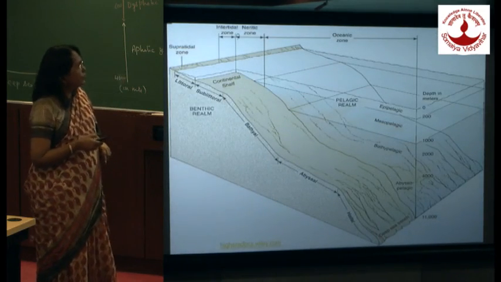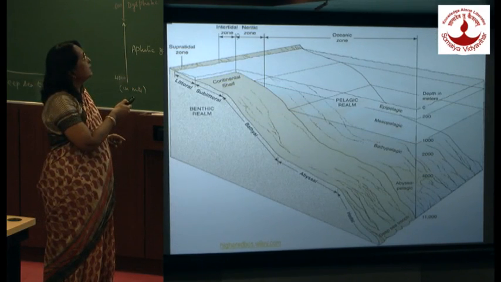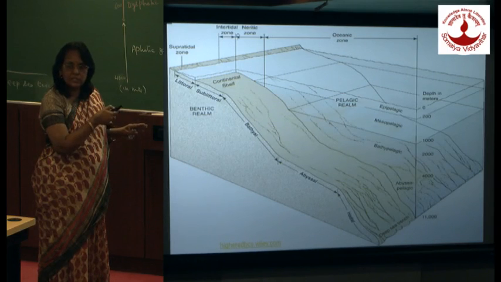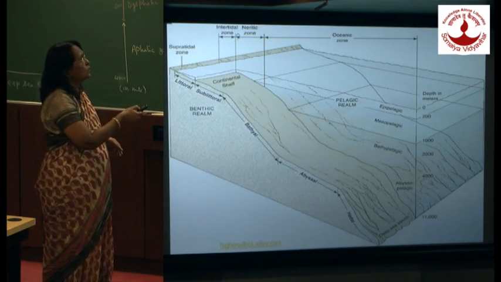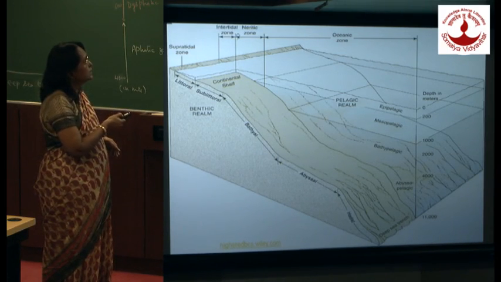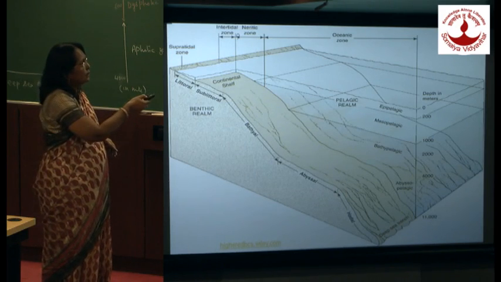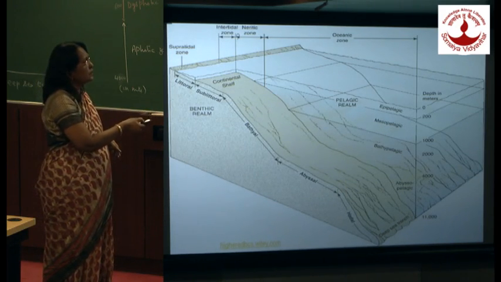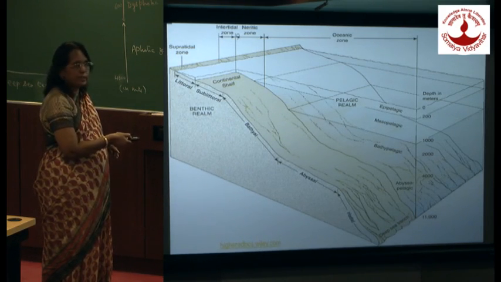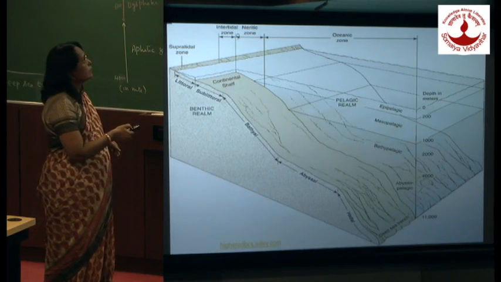Now this is another view of the same thing. The same thing, intertidal, neritic over the shelf. Then comes oceanic zone. Now continental shelf, bathyal region, then abyssal, hadal. Alright? Epipelagic, mesopelagic, bathypelagic, abyssopelagic. And here are the deep sea trenches.